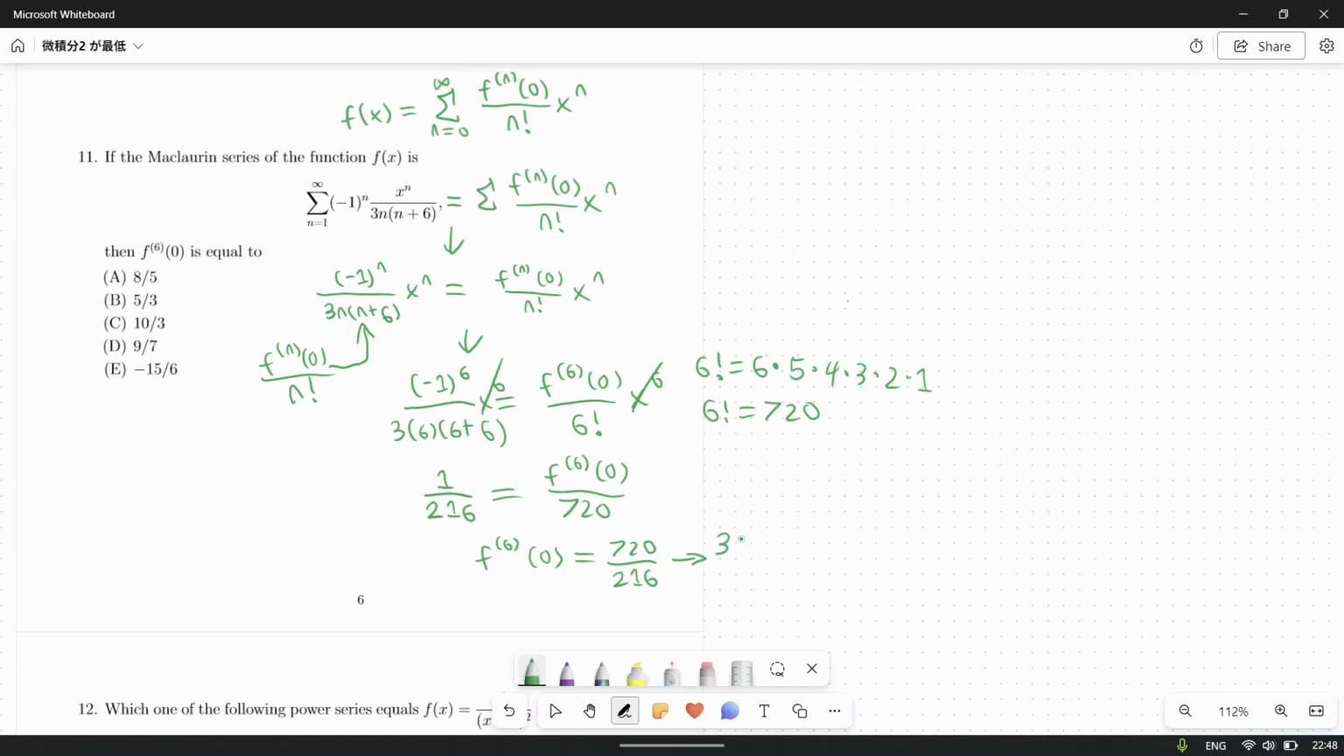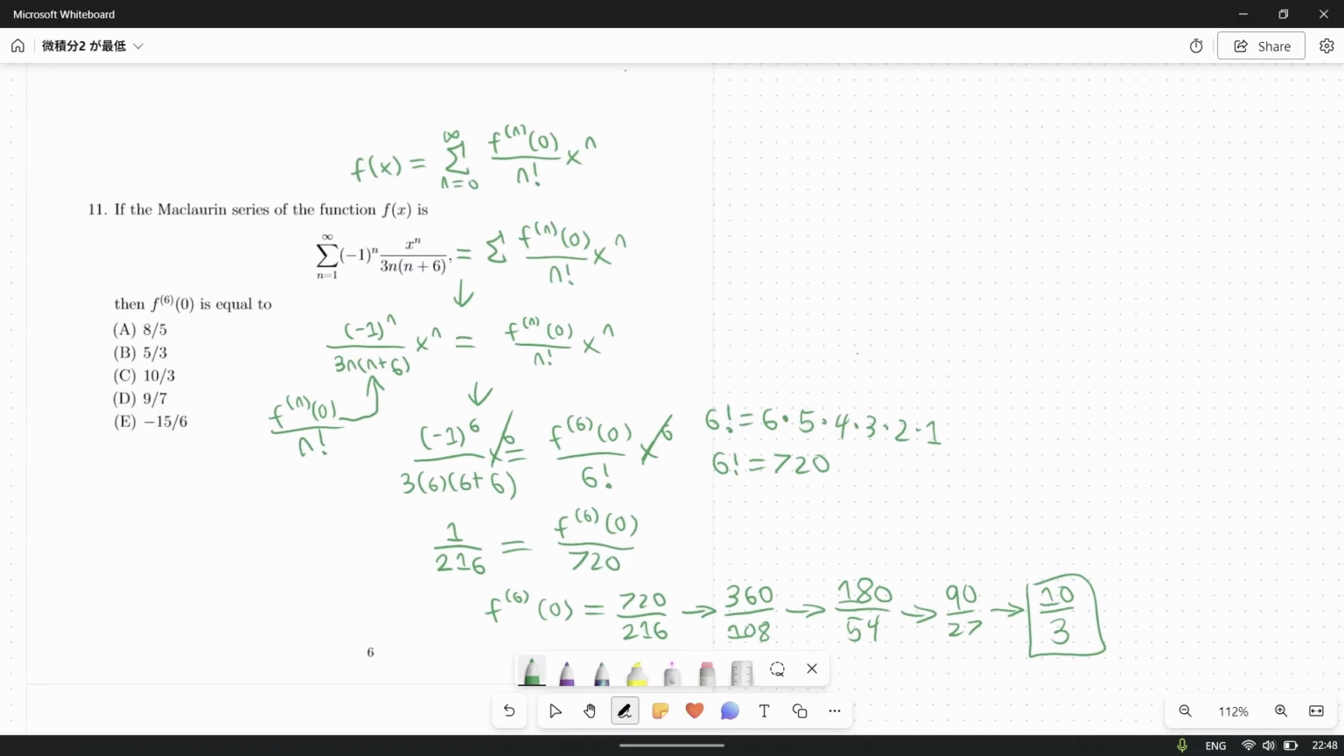So then this will turn into 360 over 108, which turns into 180 over 54, which turns into 90 over 27, and then since these are both multiples of 9, this will ultimately reduce to just 10 over 3. And so this would be the final answer to this question. Matching that up with our answer choices, the answer to this question would be C.